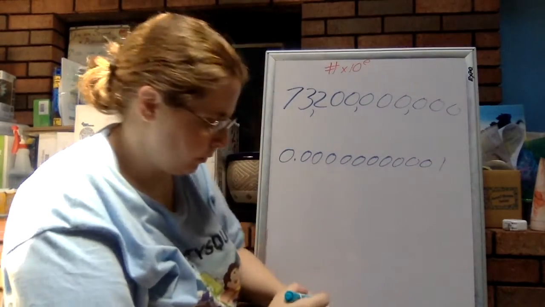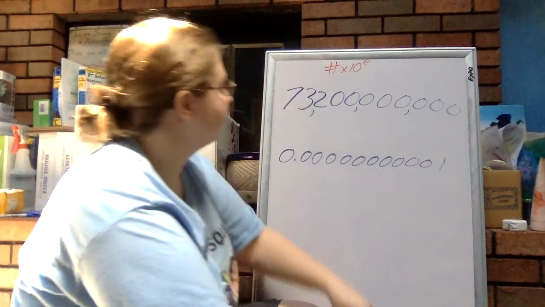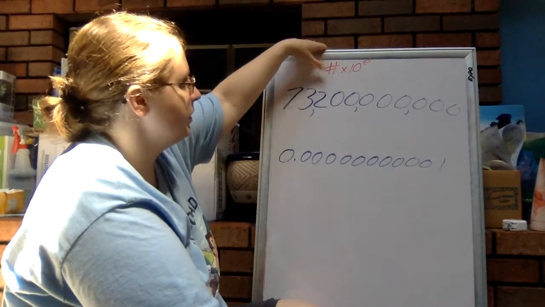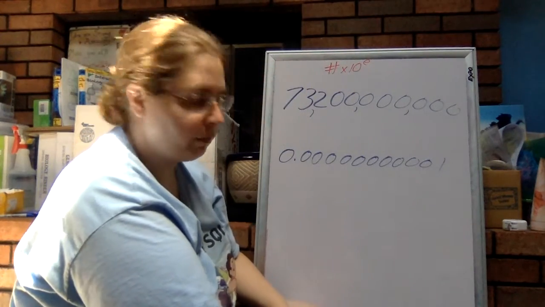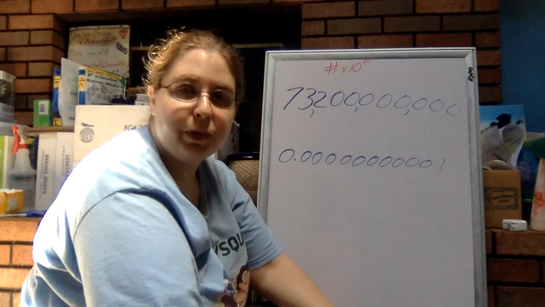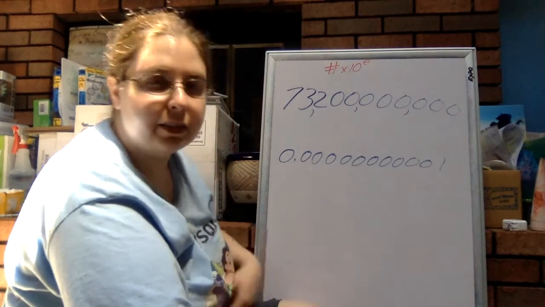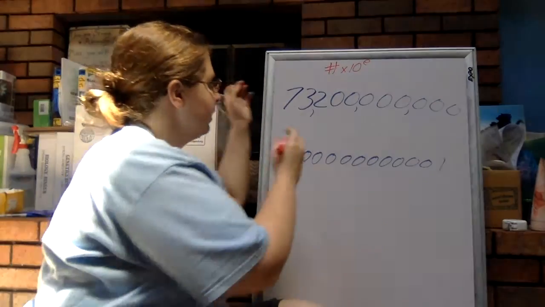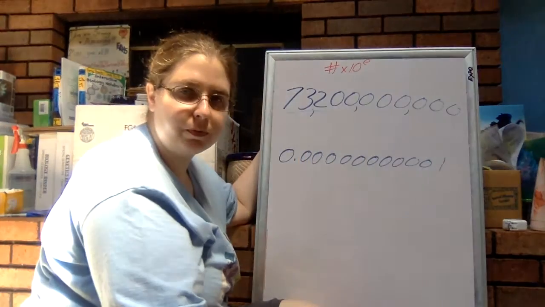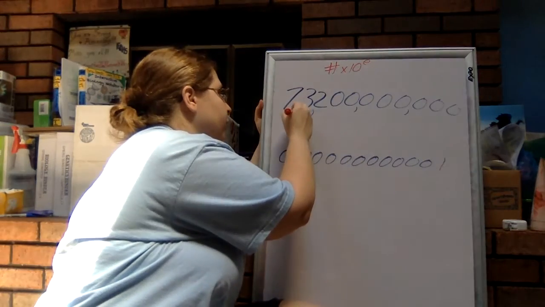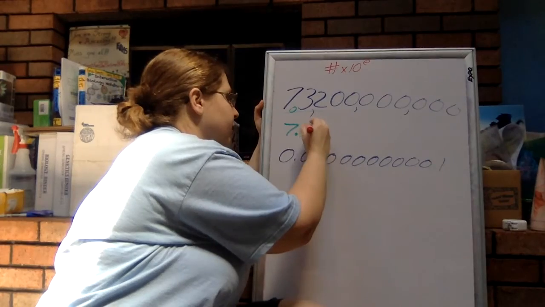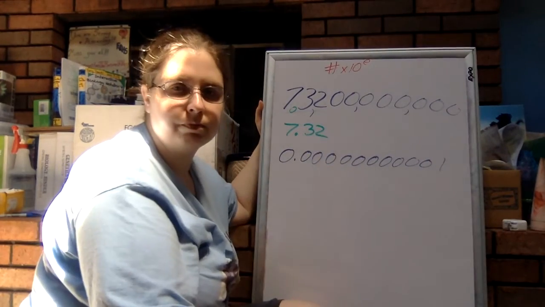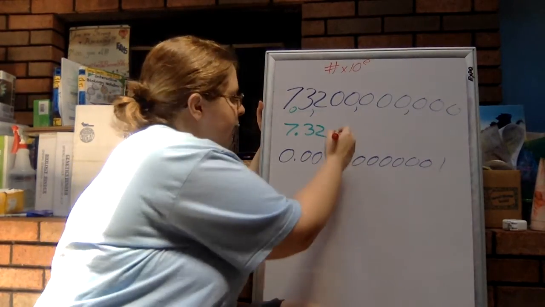All right, let's take a look at these. Again, same formula, a number times 10 to an exponent. We want to move our decimal point so that there's only one non-zero numeral in front of it. Now, here are my non-zero numerals. So that means I'm going to want to put it right here. So it's 7.32 times 10.